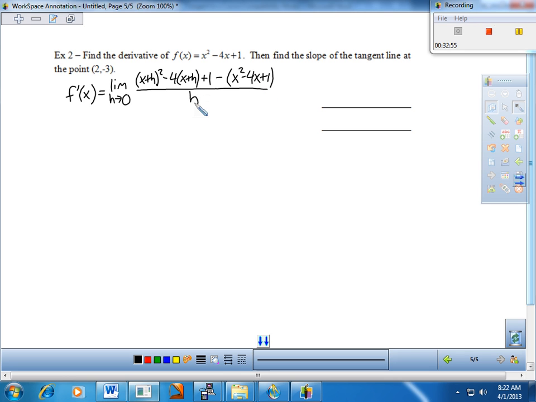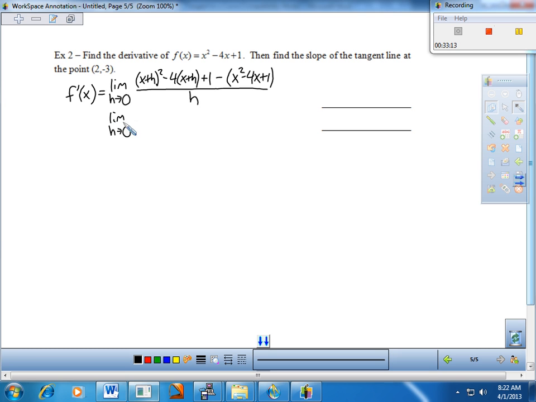Now remember our properties with limits. This is why this is a great transition lesson for us. We want to put h in, don't we? I'm sorry, we want to put 0 in. But can I put 0 in at this stage? No. So I have to wait and wait and wait until I can.